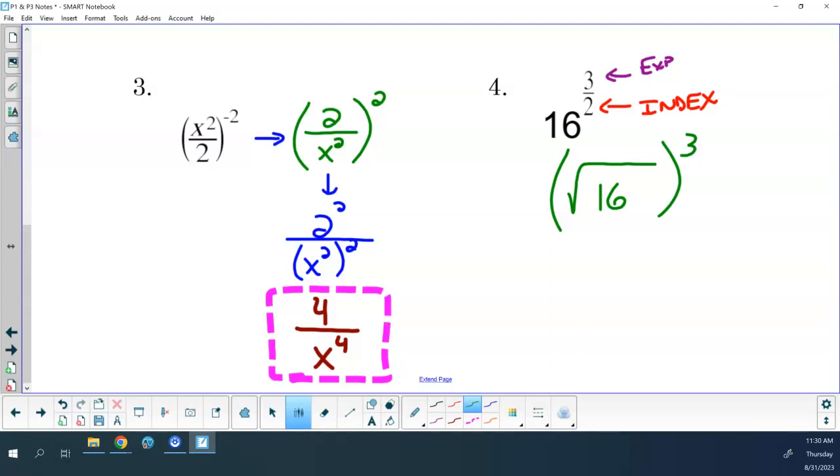Okay? Top number becomes your new exponent. Bottom number becomes the root that you're going to take of that number. Square root of 16 is 4. Then we have to cube 4. 4 times 4 is 16. Times 4 is 64. Good. Good times.